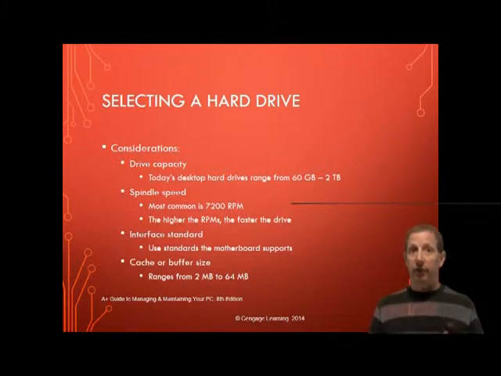The cache or the buffer size: for magnetic hard drives, buffer memory improves the hard drive performance and can range from 2 meg to 64 meg, and the more the better. So the cost goes up as the size increases.